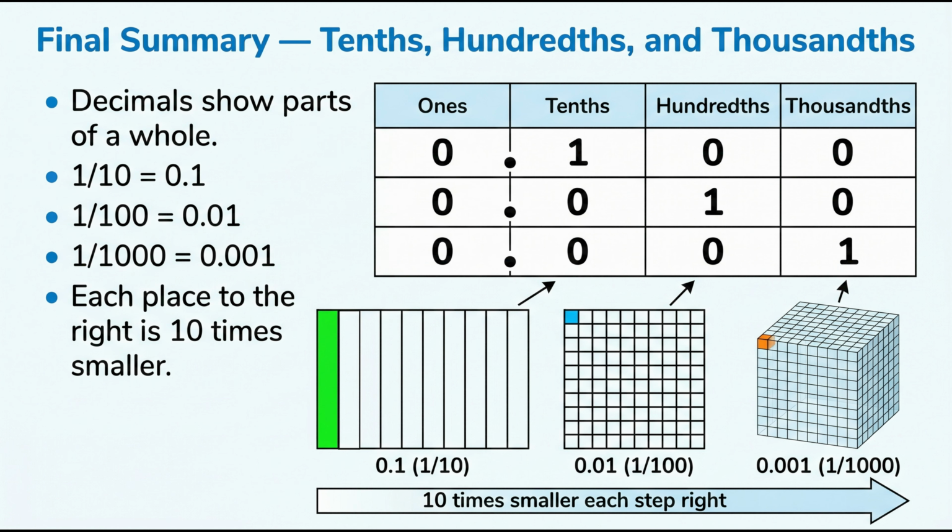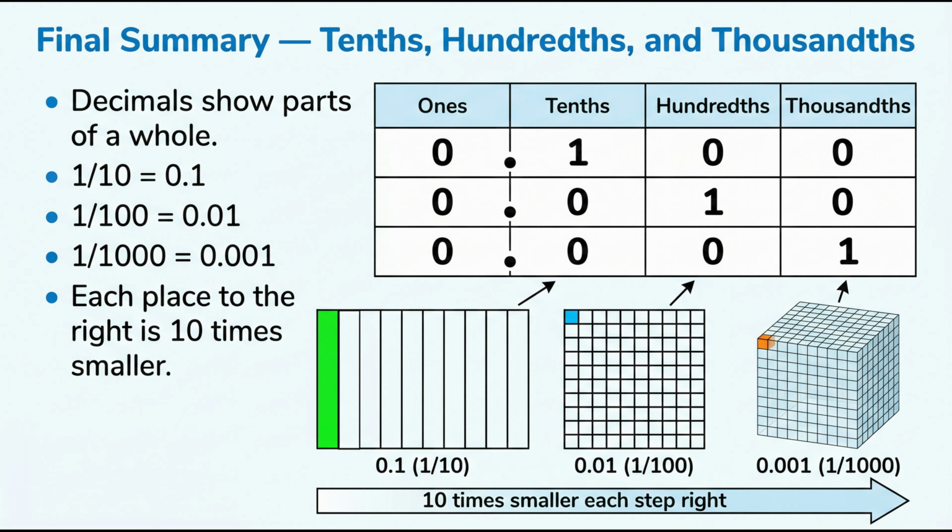Final summary: tenths, hundredths, and thousandths. Decimal numbers represent parts of a whole using powers of 10. A tenth is 1 part out of 10. A hundredth is 1 part out of 100. A thousandth is 1 part out of 1,000. Each place to the right of the decimal point is 10 times smaller than the place before it.